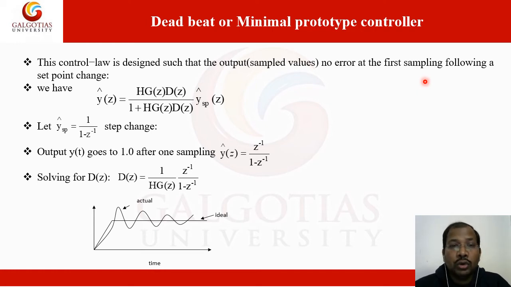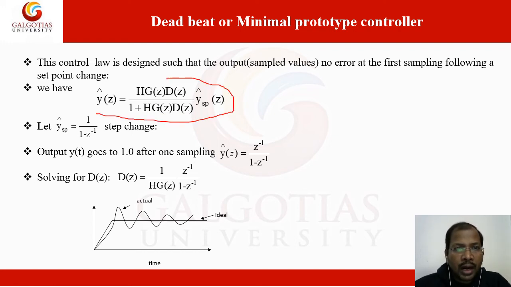There are 0 errors. In the previous case we are just putting the disturbance as 0, so the final equation we get is this one. In this equation you know that there is no disturbance part, only the output is there.